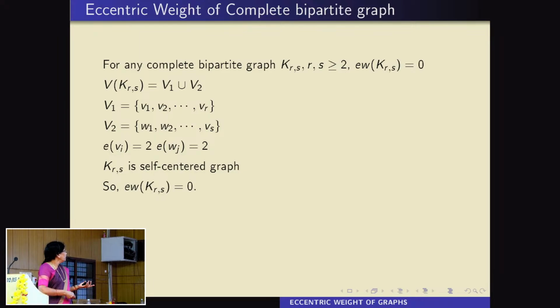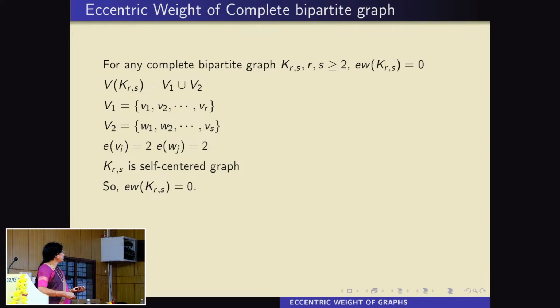So consider the wheel graph. We have seen the cycle wheel. So one cycle and one vertex which is adjacent to all the vertices on the cycle. That is the wheel graph. So the central vertex again has eccentricity 1, as it is adjacent to all the remaining vertices, and the eccentricity of the vertices on the cycle is equal to 2. So substitute these values by taking edges in the graph. So we are going to get the eccentric weight as equal to n here.